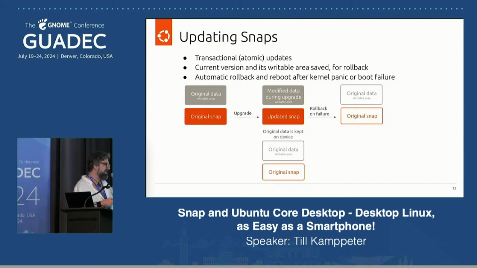And in the case that the user is not content with the new snap, it somehow does not work, the user can say, I want to step back, and then the backups are taken back into place, and the user can continue on the old version. And if the snap is, for example, a kernel or boot system snap, and due to some problem the system is not booting anymore, then the stepping back is even done automatically.